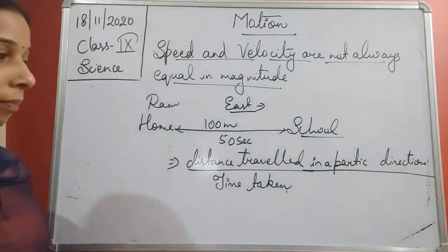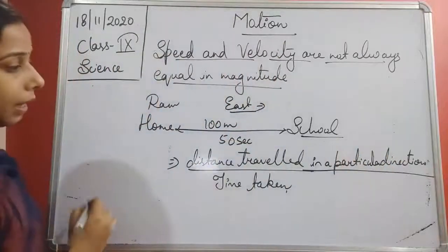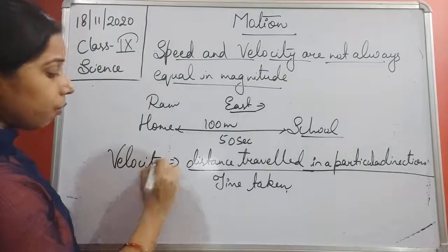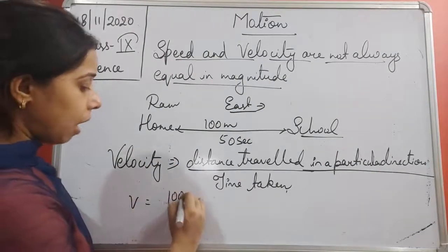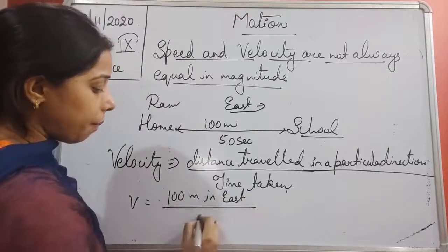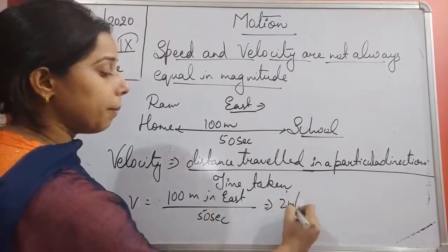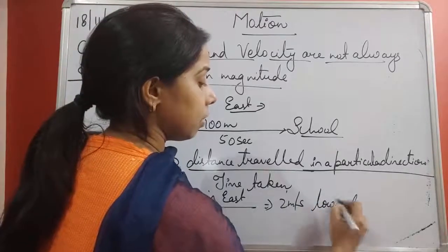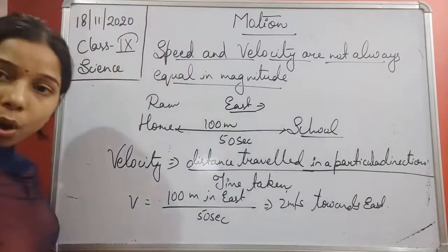upon time taken. That is the velocity. So we can also write that velocity will be equal to 100 meters towards east upon 50 seconds, or 2 meters per second towards the east. Right? So this is the velocity of the object.